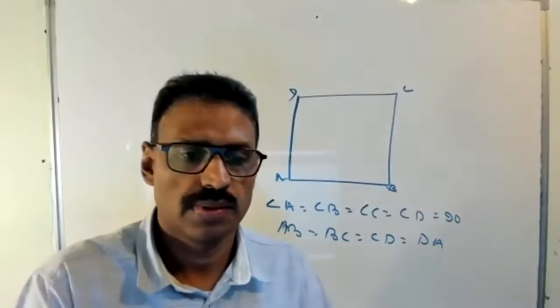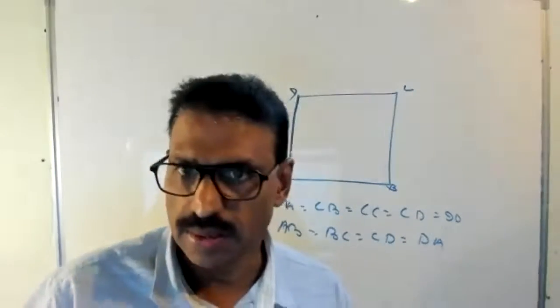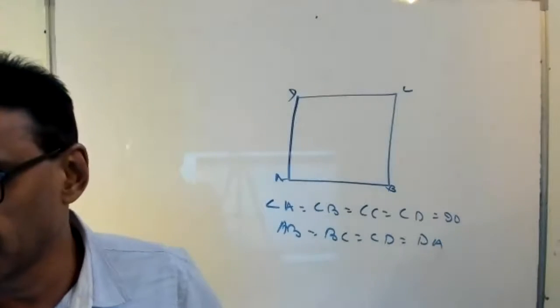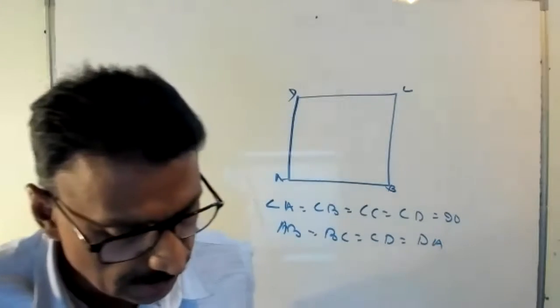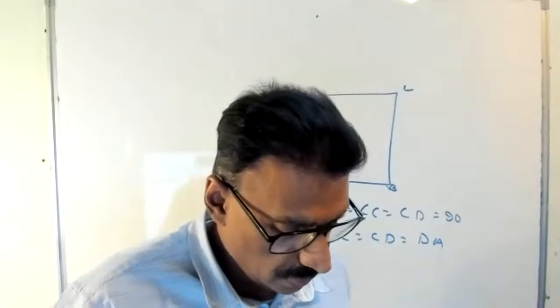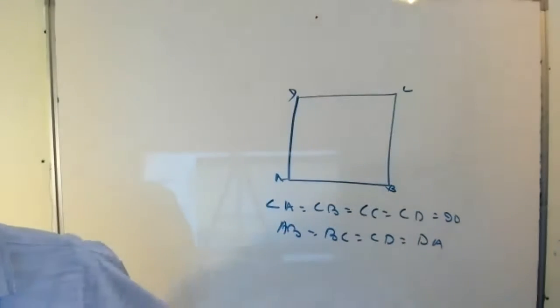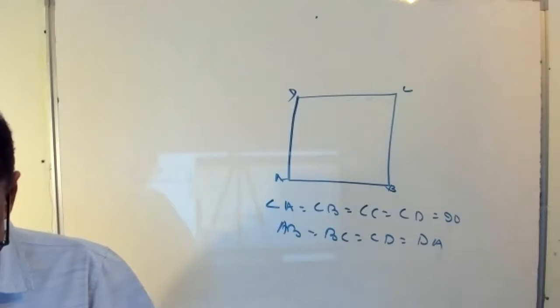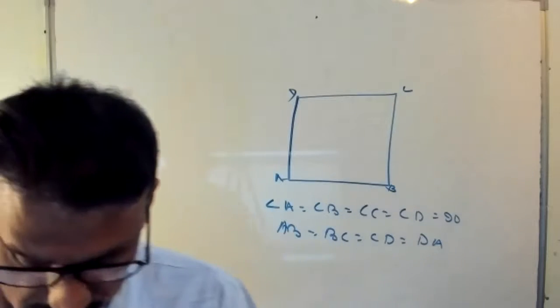Sir, can you repeat the statement? A square is a rectangle with a pair of adjacent sides equal. Okay, sir.